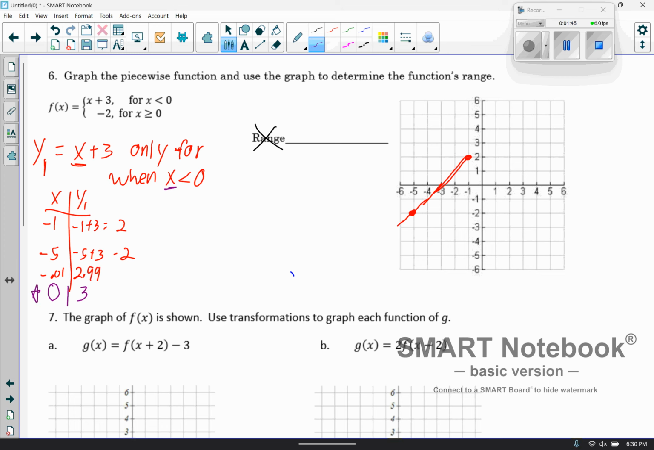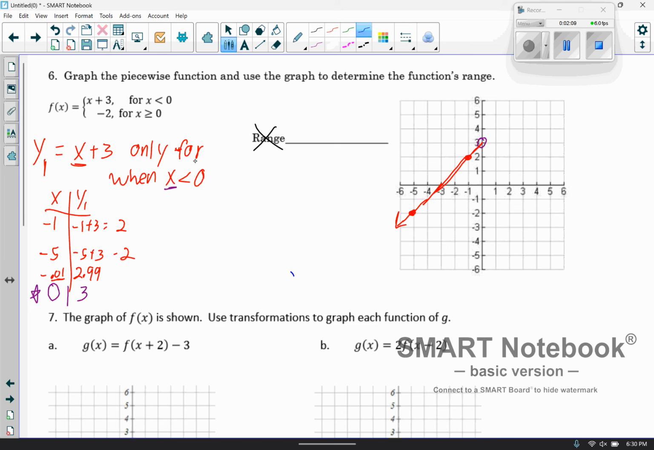So a lot of times I put a little star next to it to be like, okay, wait a second, that's not included. But right next to it is included. So what we do is we put an open circle right there. And I can go ahead and connect my graph up to that open circle. So now I'm including all those points that are really, really close to 0. And so that's going to be the first part of the piecewise function.